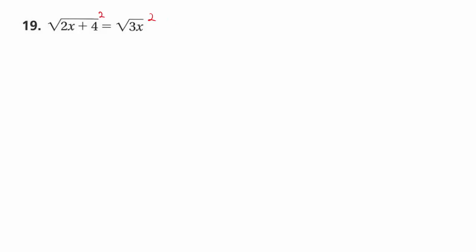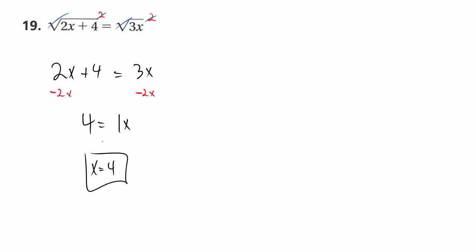For number 19, we're going to start by squaring both sides, and then you just write what's inside those expressions. And we just get all the x's on one side, leave the constants on the other side, and we get 4 equals x.